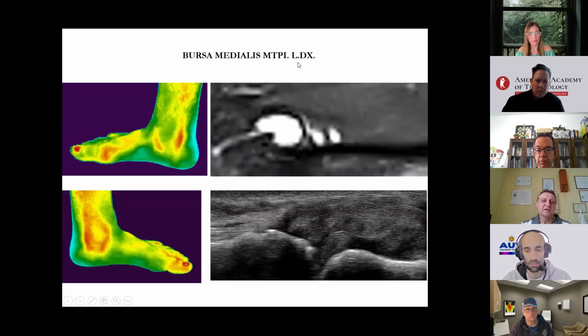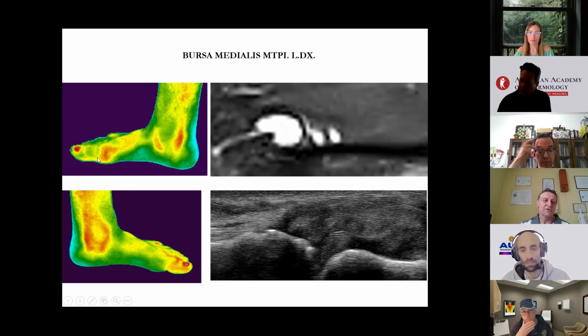Bursa medialis metatarsophalangealis primi dextri. This is the MRI finding of the bursa and the sonography finding of a filled bursa. And on thermography over the filled bursa on the right side, when we compare it with the contralateral side, we see that the temperature is increased.